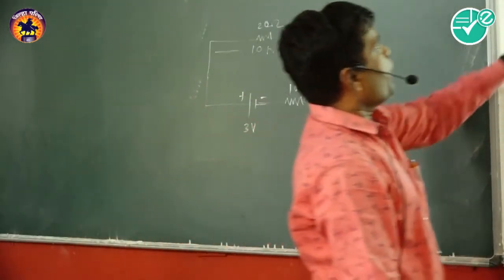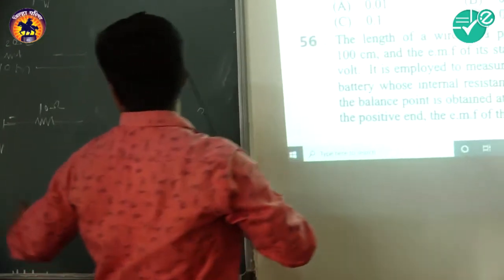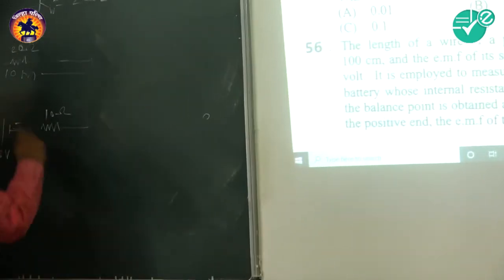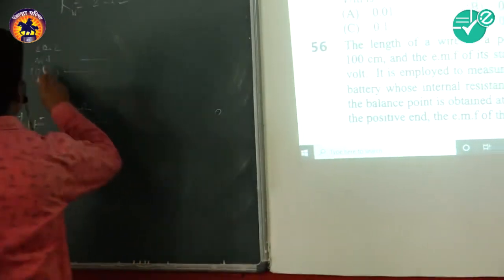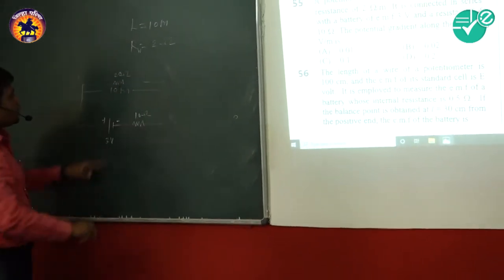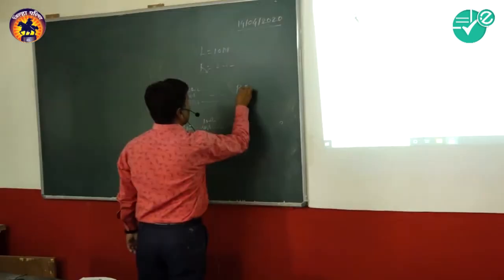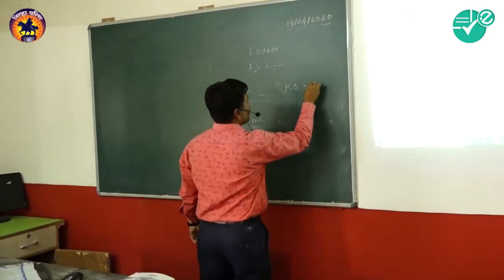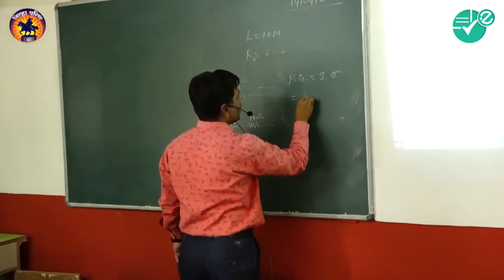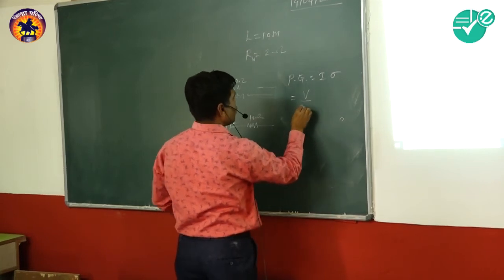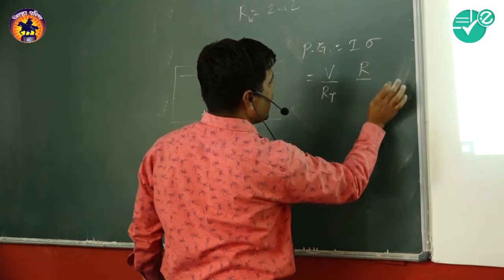Now I will repeat question number 55 once again, because what is given here is a potentiometer wire of length 10 meter, and its resistance is 2 ohm per meter. Therefore, the resistance of this total wire is 20 ohm, and if you calculate the potential gradient, the formula for potential gradient is I into sigma. That is, I is equal to total voltage V divided by the total resistance of the circuit. Sigma is the resistance of the wire divided by its length.